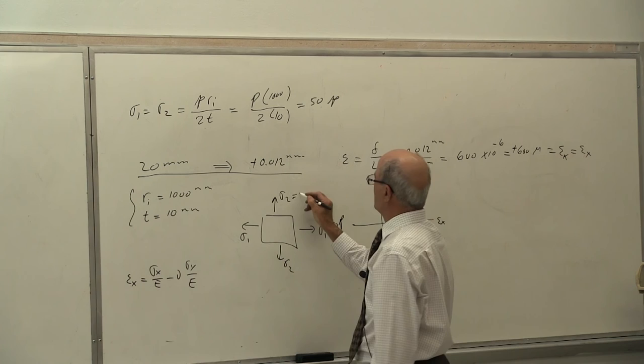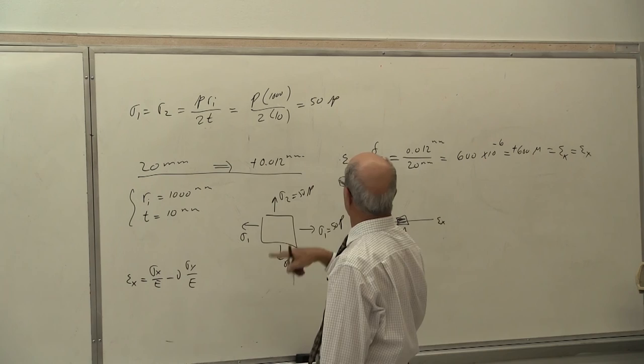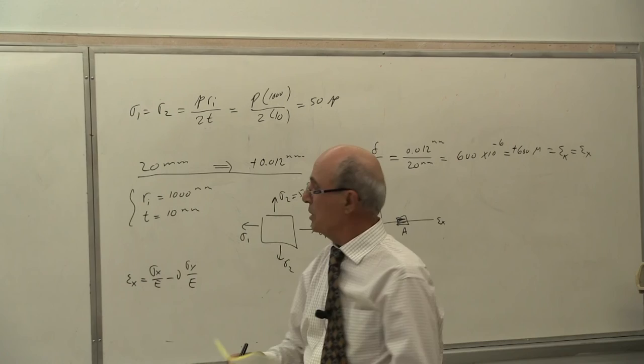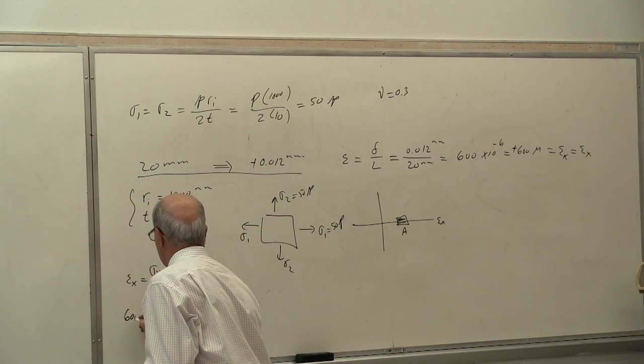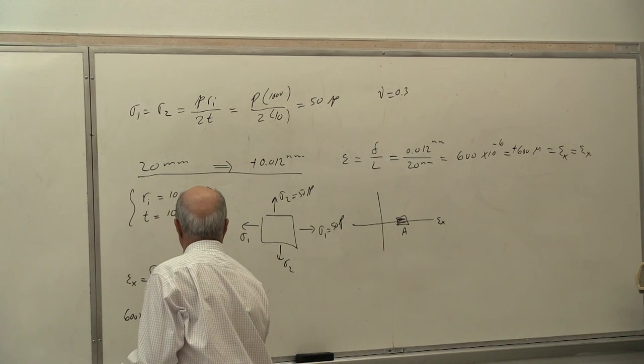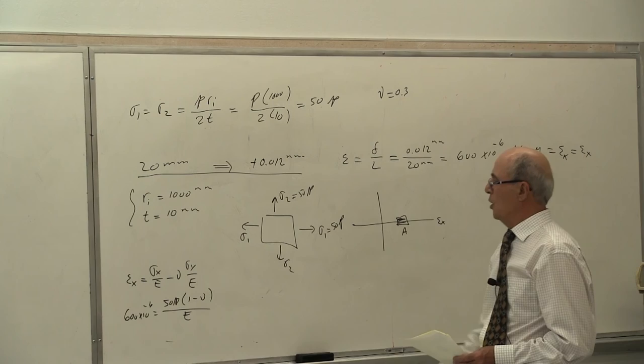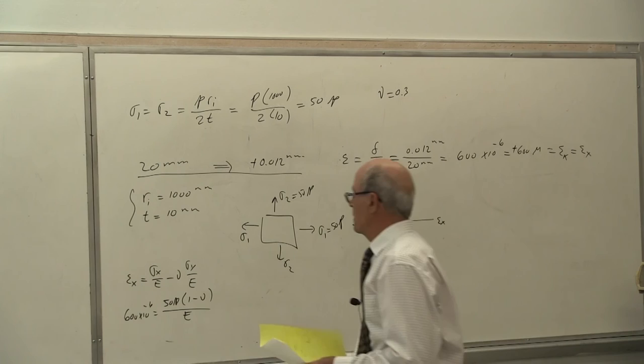So all you have to do, E is given, nu is given. I don't know which was the nu. Nu was given. Yeah, 0.3. Sorry to keep you here. 0.3 is given, so you put it here. So epsilon x, we measured it, 600 times 10 to the power of minus 6, equals 50 P times (1 minus nu) divided by E, because sigma x is equal to sigma y. That's what I did. Nu is given, E is given, you calculate the P. Is that correct or not? Yes? The P becomes, please write it down, 3.43 megapascal.